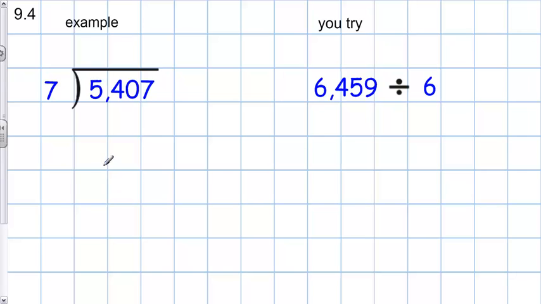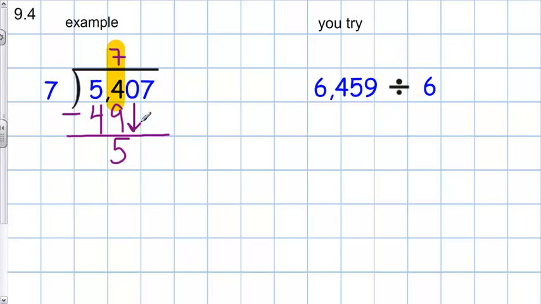So in this problem, I'm going to have 5,407 divided by 70. So I'm going to go ahead and use my steps, and I'm going to see how many groups of 7 can fit into 5. None. So I'm going to see how many groups of 7 can fit into 54. And 7 times 7 is going to be 49. I'm going to put my 7 here. So I'm going to need to subtract 49. That's going to give me 5.